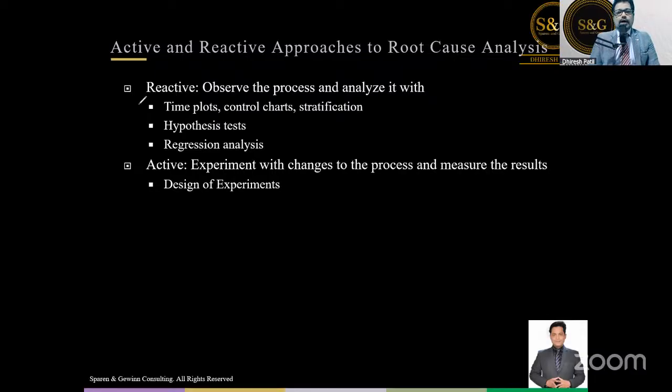Now, till this point, we all have seen the reactive way of collecting data. What do you mean by reactive way? Reactive way means the process has happened. Try to understand this. Whatever data we have collected is about the process which has already completed. For example, sales data, production data, defect data, customer complaint data, average call handling time data, whatever data.